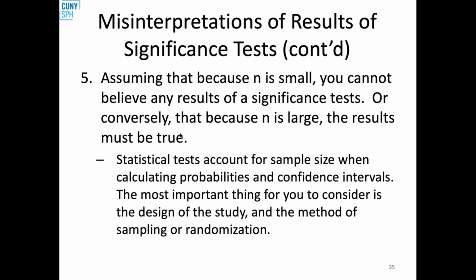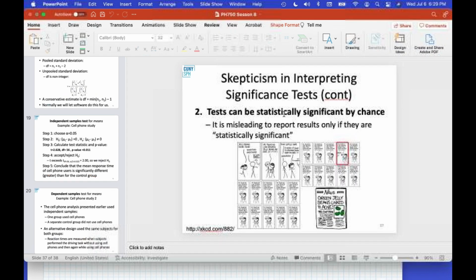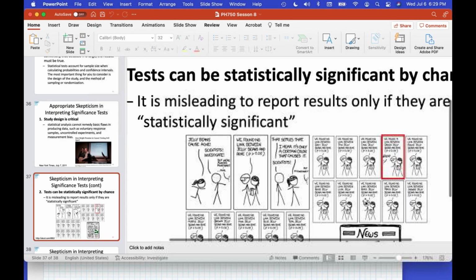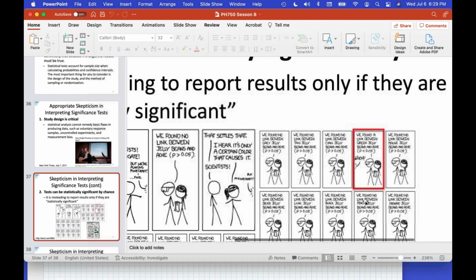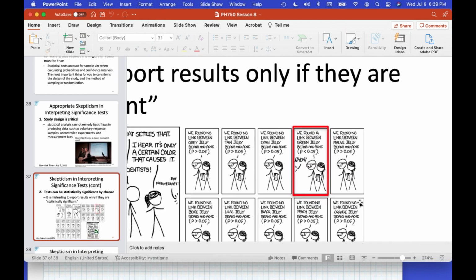Let me just pop through the rest of these. Study design is critical. We had a little bit on study design earlier. The other thing is that if you run a test often enough, you're going to get the result you want. Remember, we said that we're willing to accept a 5% chance of being wrong, in other words, being wrong one out of 20 times, rejecting the null hypothesis when we shouldn't.